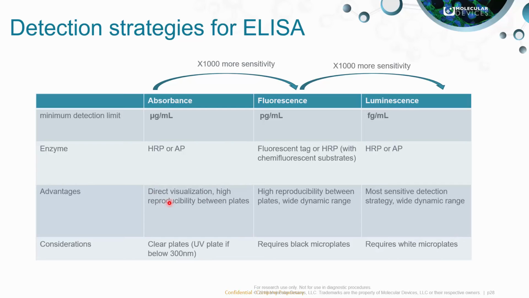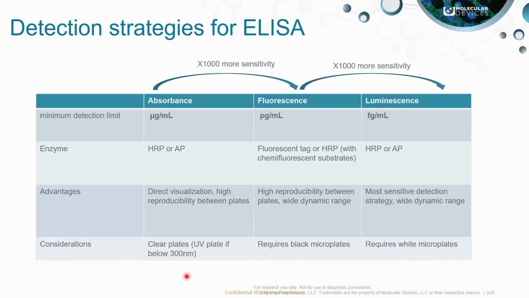For absorbance, there is direct visualization of the OD, and there's high reproducibility between plates. With fluorescence, you're getting an increase in dynamic range. However, with luminescence, it is the most sensitive detection strategy, and again, you have a wide dynamic range.